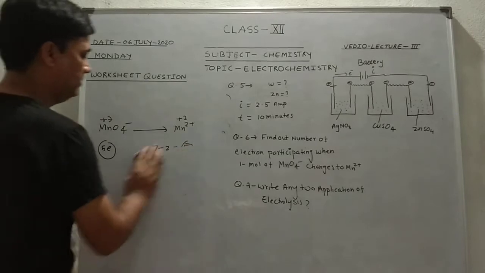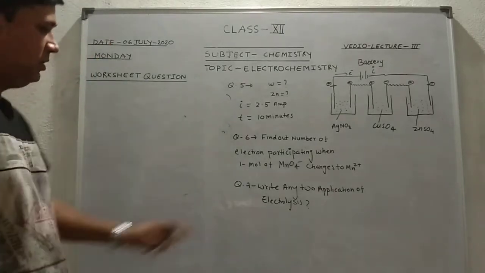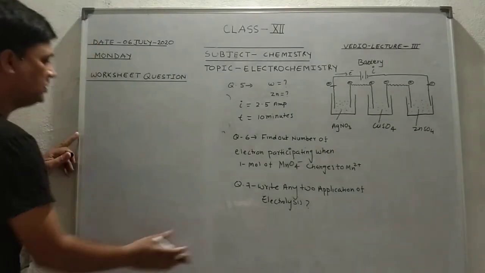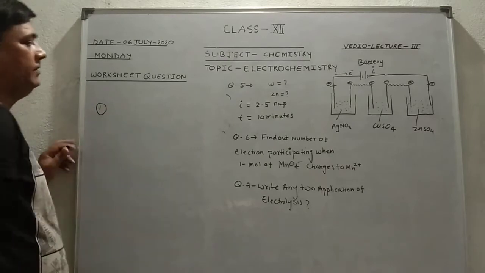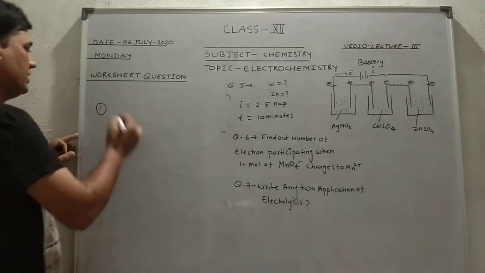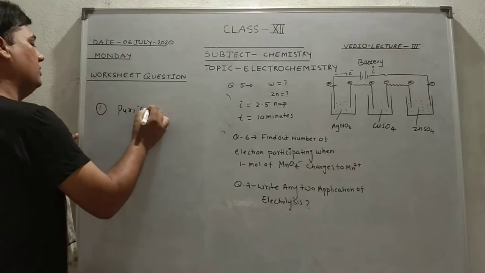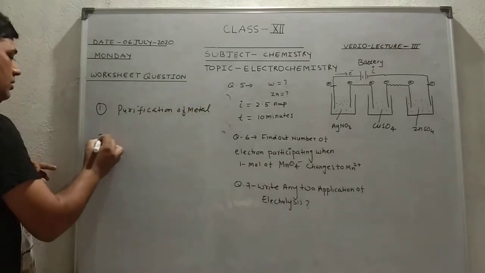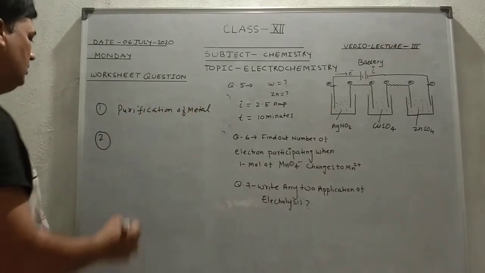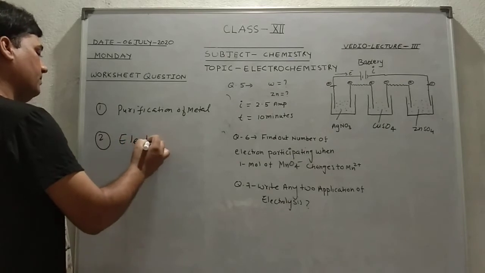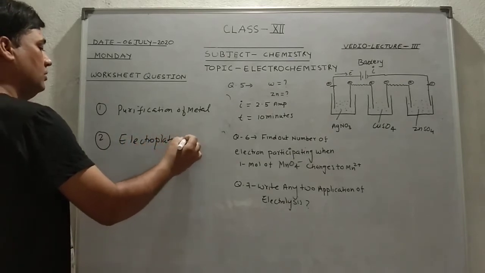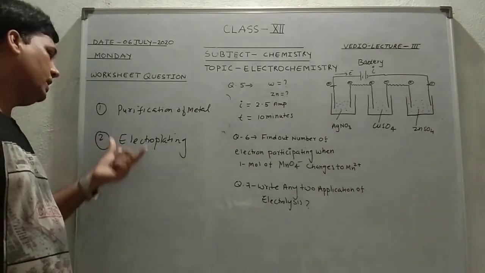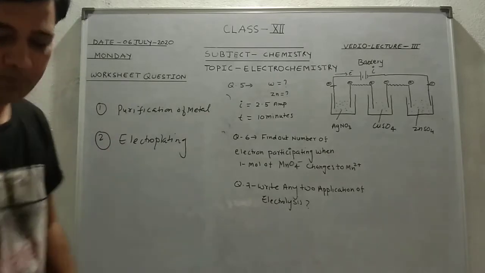Next, question number 7. Write any two applications of electrolysis. First, it is used for the purification of metal. Second application, electroplating. So there are two applications: the first one is purification of metal and the second one is electroplating.